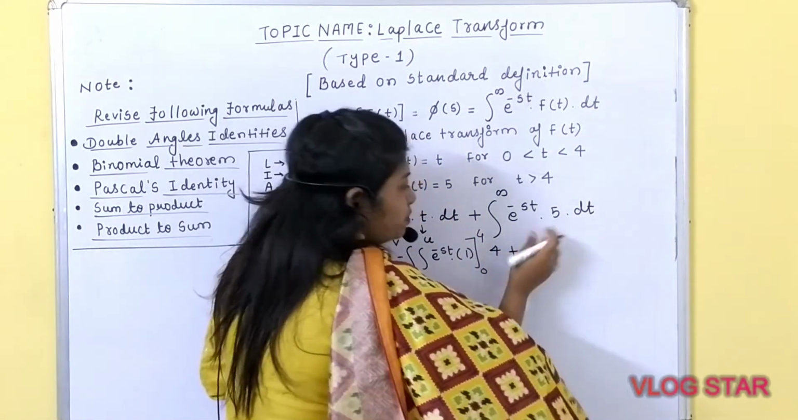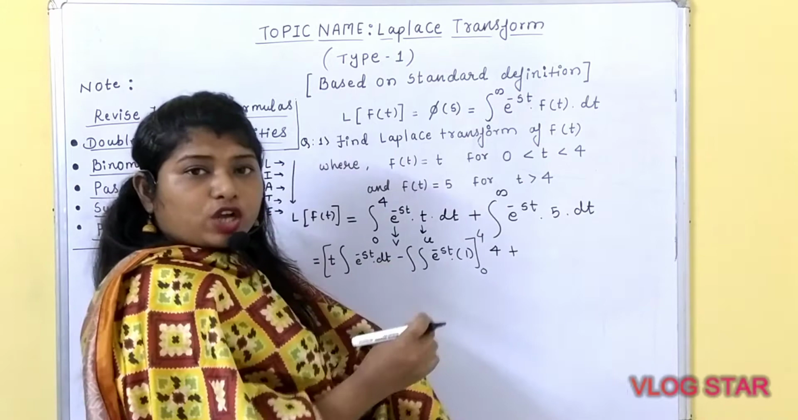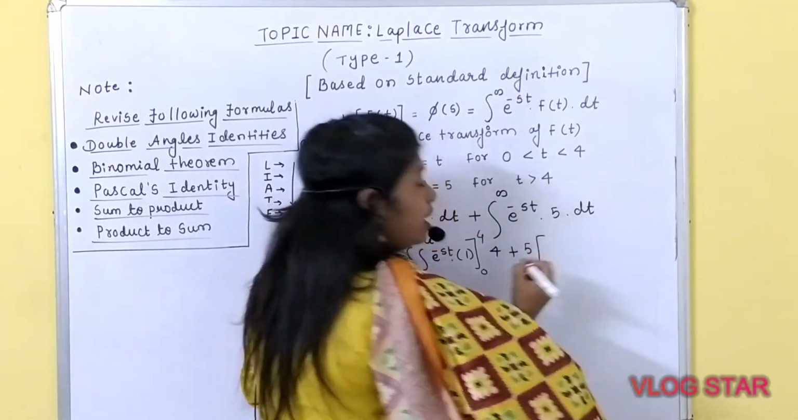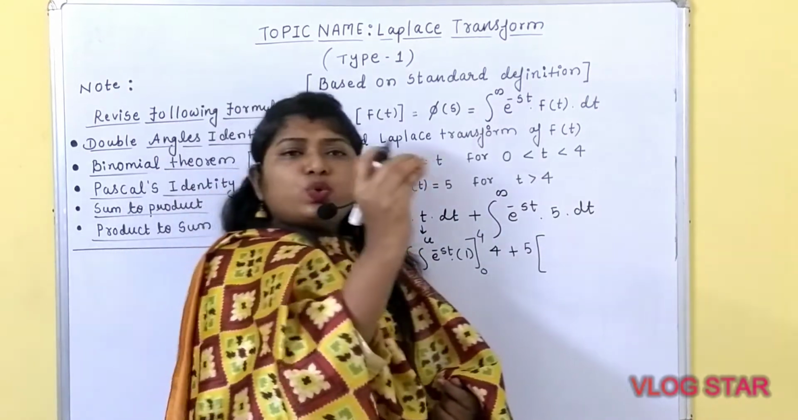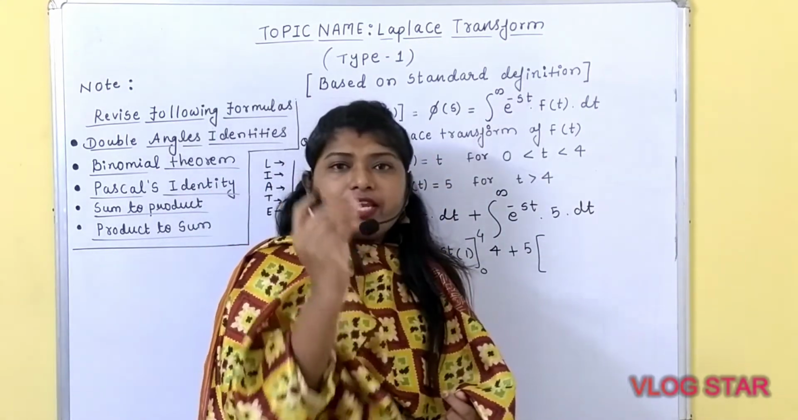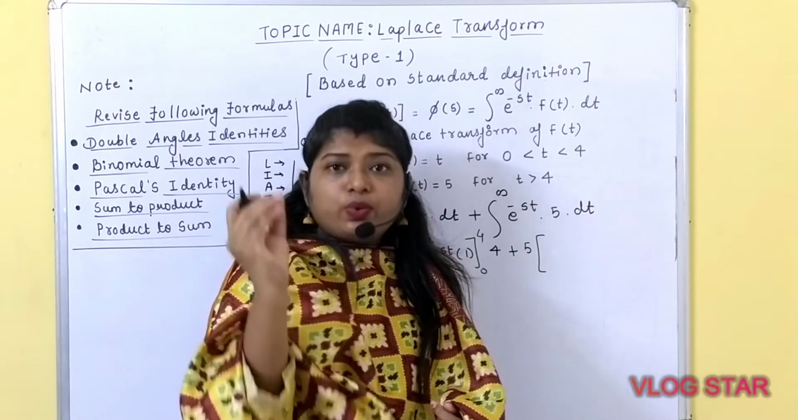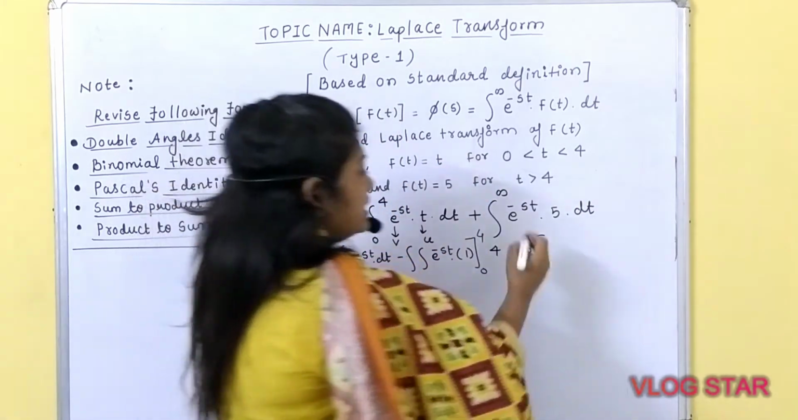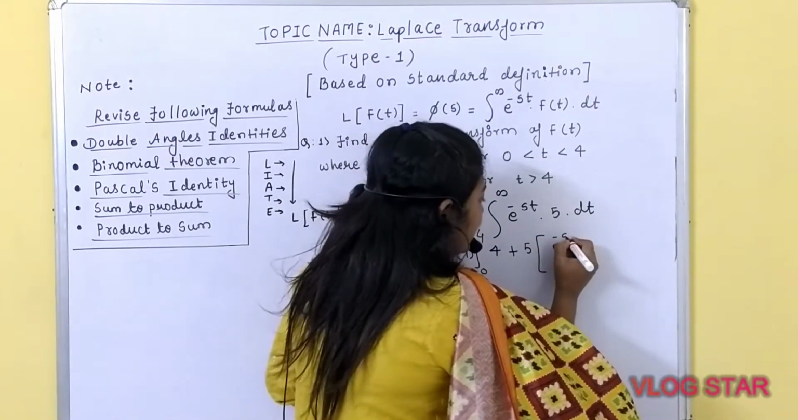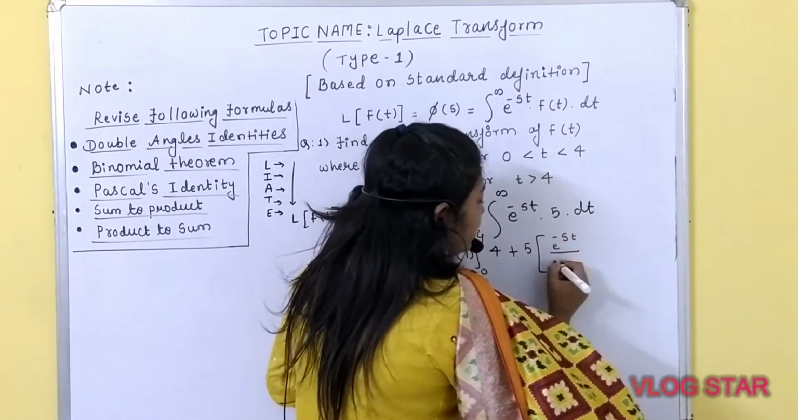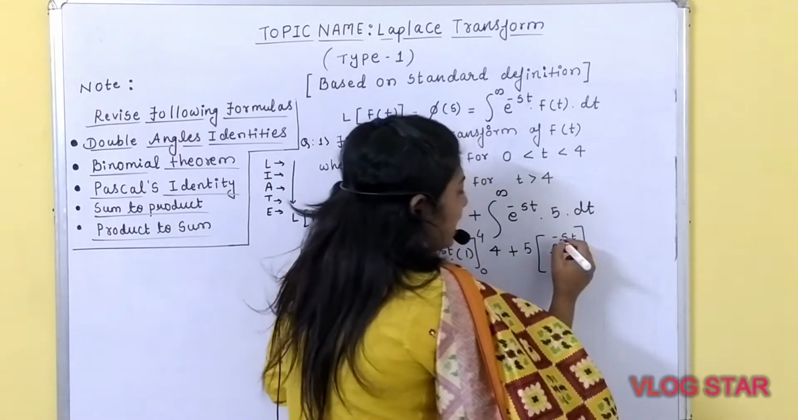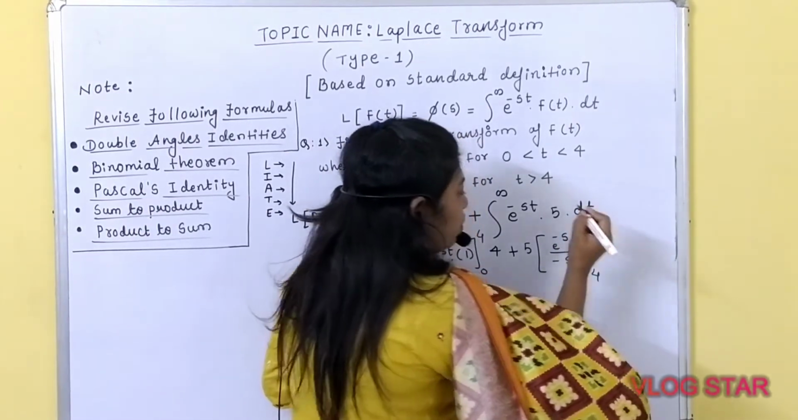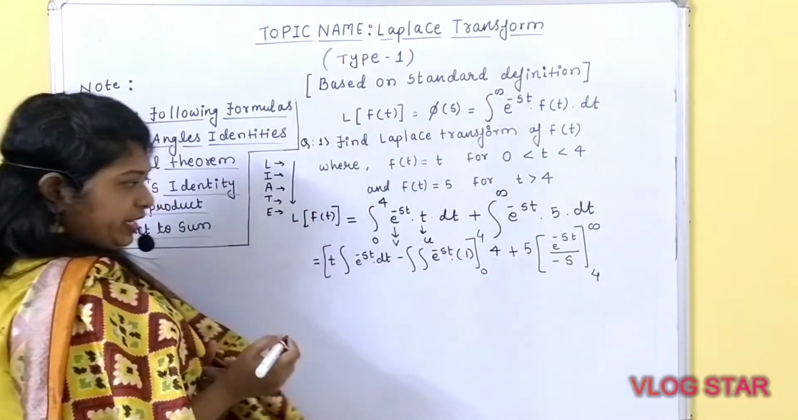Similarly, if you observe here, pi is a constant term. You have to take it outside the integration sign. What is the integration of e raised to ax? Integration of e raised to ax is nothing but e raised to ax by a. Am I right? So in this case, integration of e raised to minus st with respect to dt would be e raised to minus st upon minus s. The lower limit is 4, the upper limit is infinity.